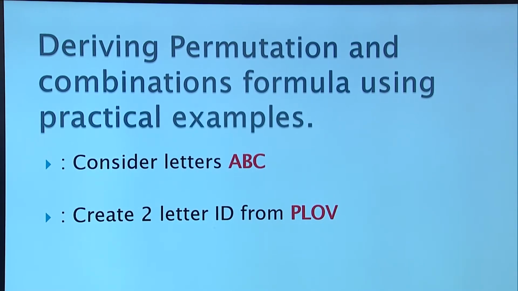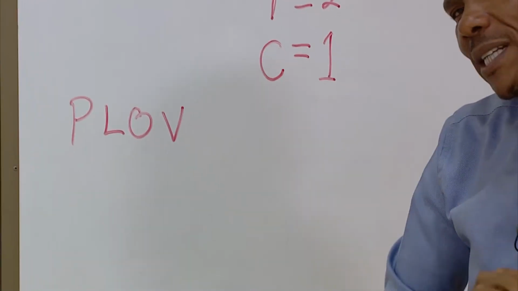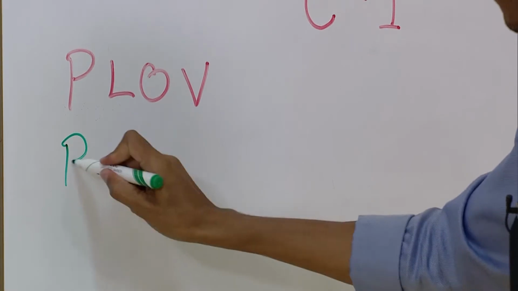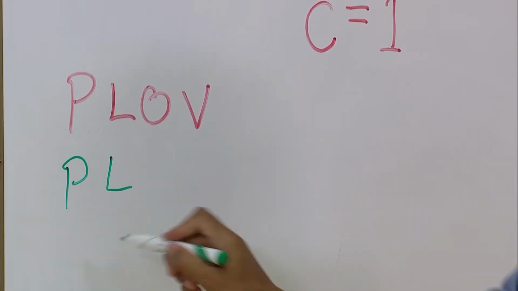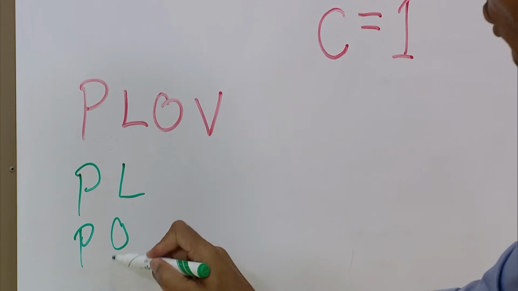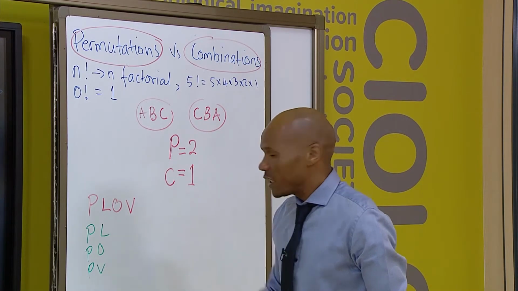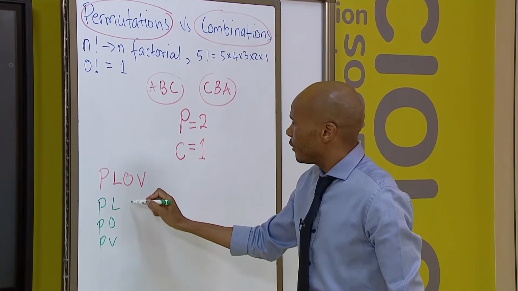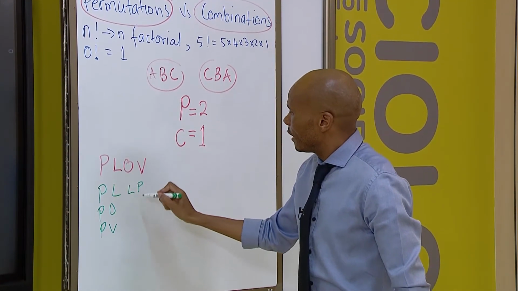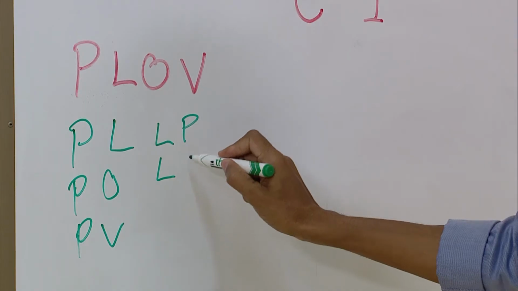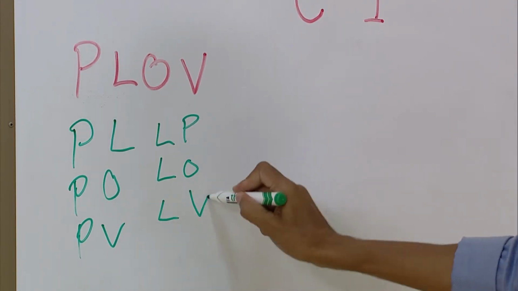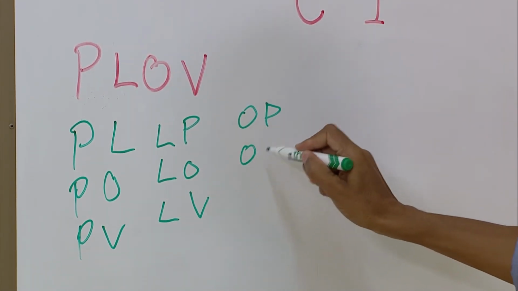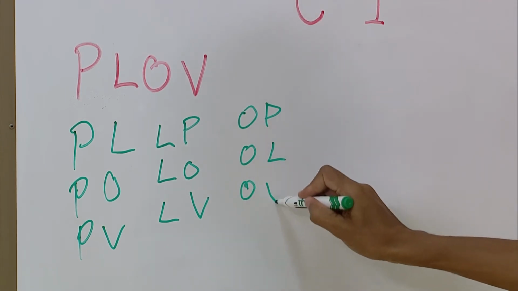So here, the best way to do this will be to put down all those combinations and arrangements. So let's go ahead. You can have PL, you can have PO, you can have PV. So that's 2 letters, okay? You can have LP, you can have LO, you can have LV. You can have OP, you can have OL and OV.